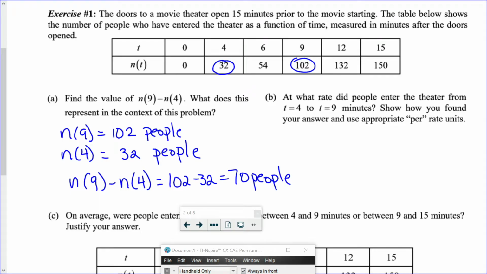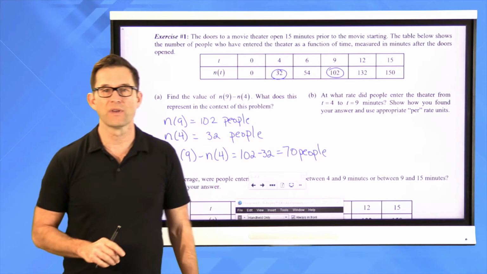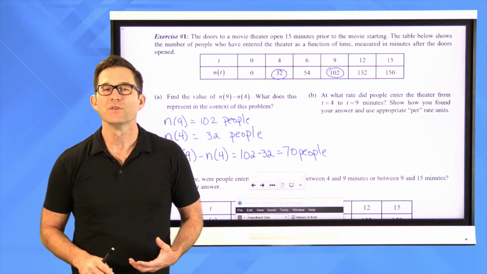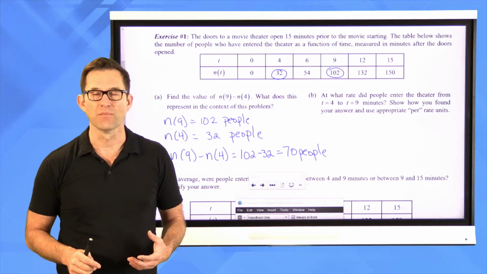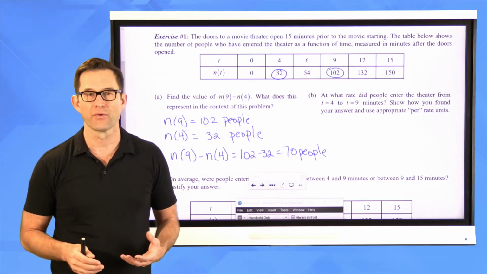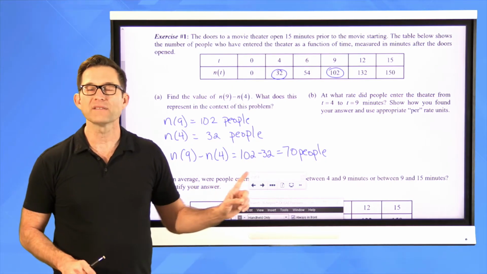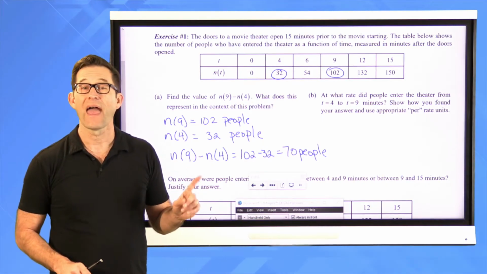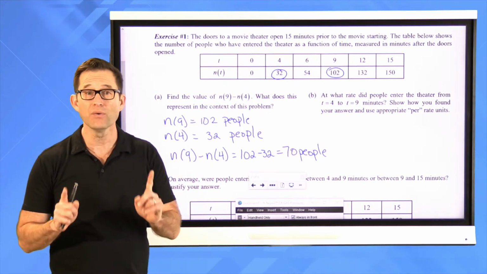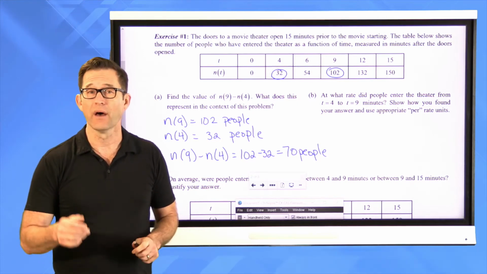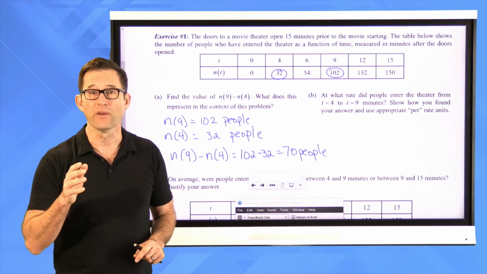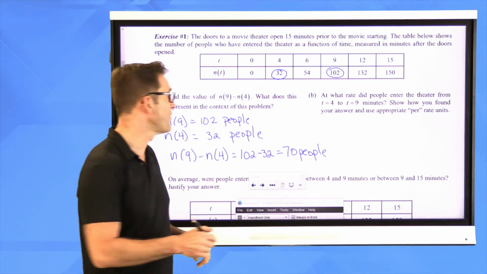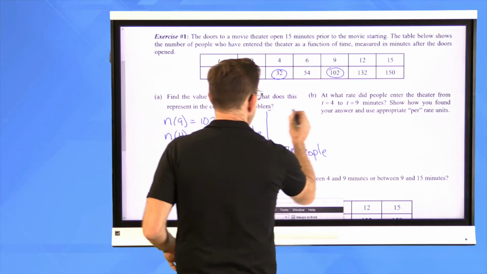Now, even more importantly, though, is that interpretation, which I've literally left myself no room to write down. So let's talk about that interpretation because it is critically important to understand. What that 70 people tells you is that between 4 minutes and 9 minutes, between those two times, if you just looked between 4 and 9 minutes, 70 people entered the room. Let me see if I can fit that in a real small way.